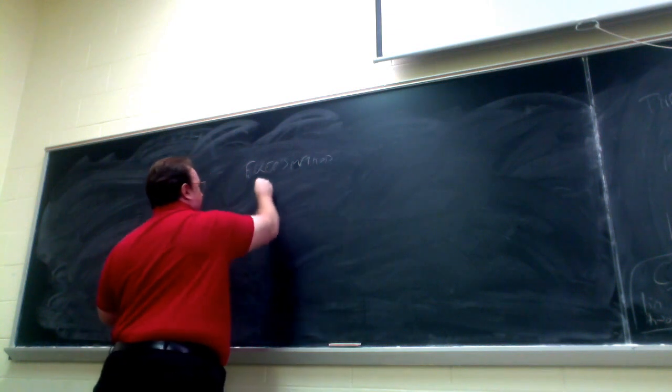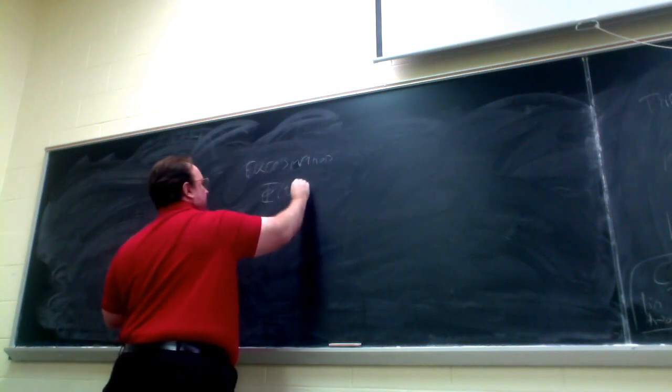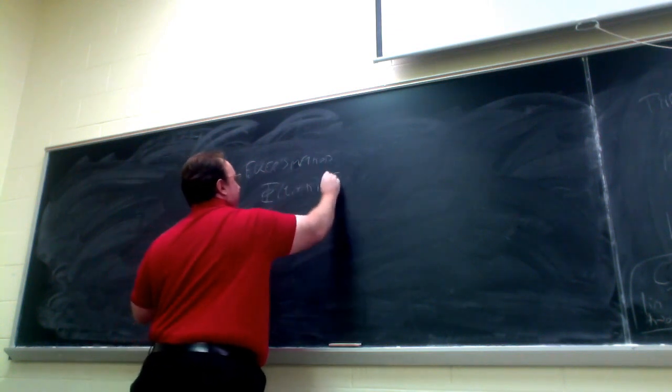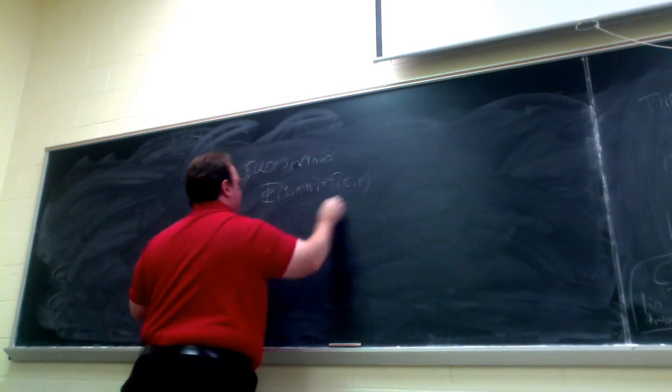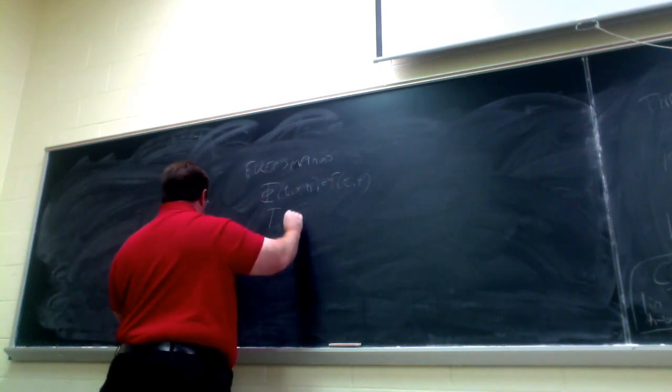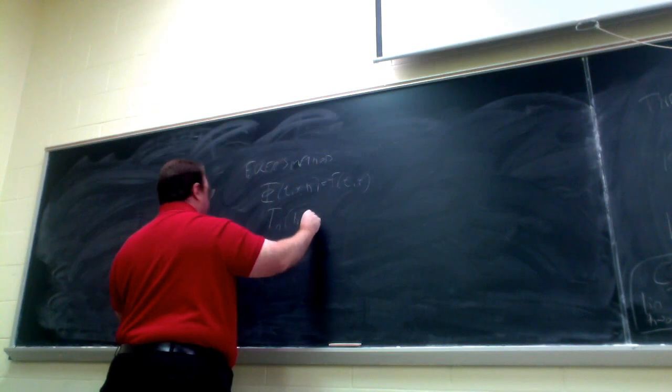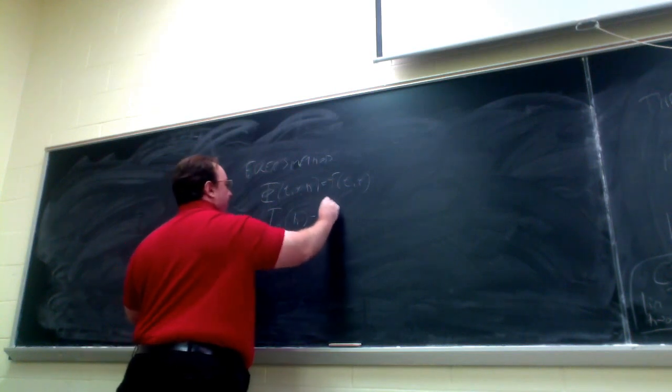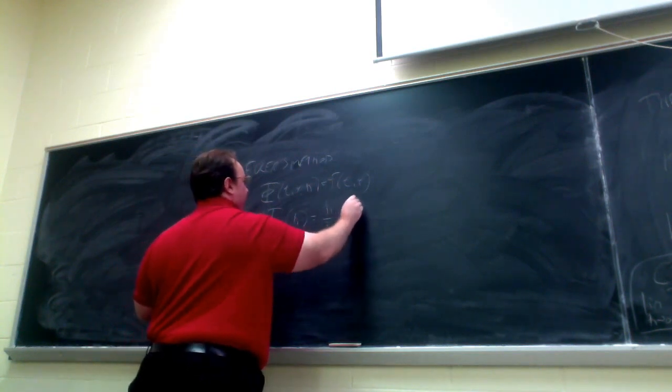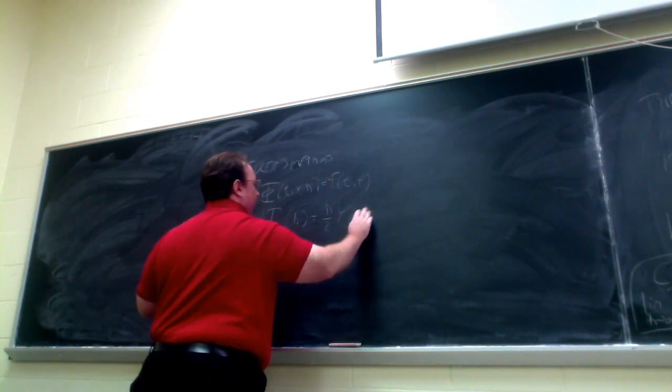So with Euler's method, the function psi is just f. The local truncation error is h over 2 times the second derivative of the solution at some unknown time.